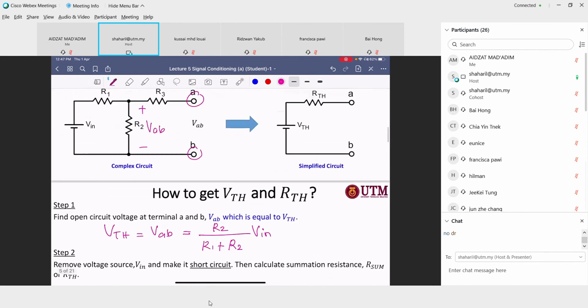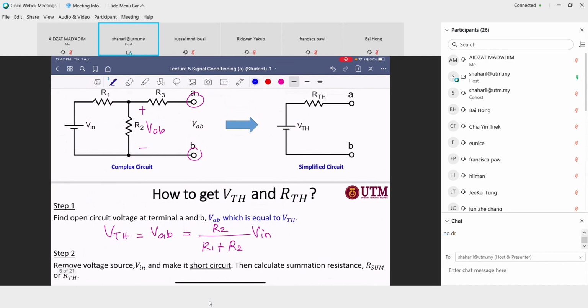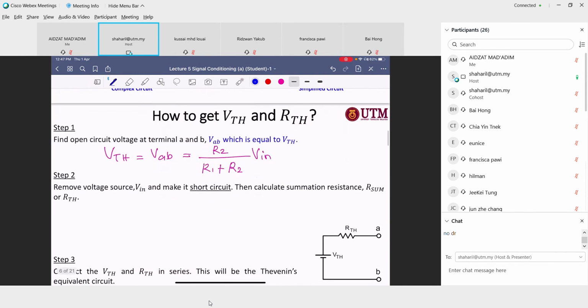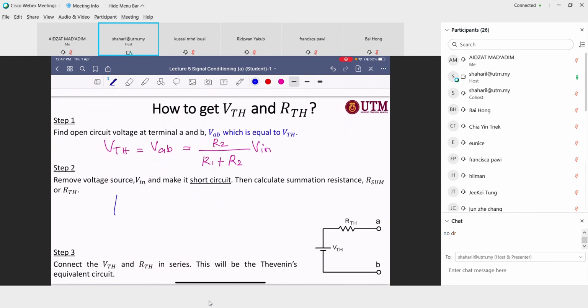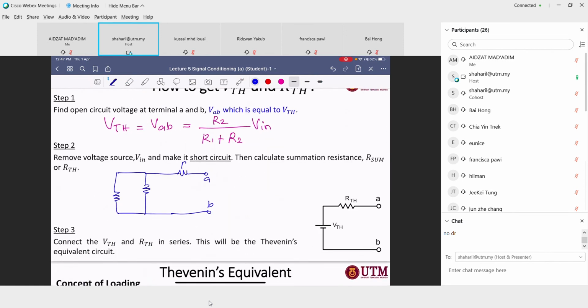And how to get the Thevenin resistance? You just short the supply voltage, short here. Then you will see that the circuit will be like this. This is point A and B, and then the resistors are R3, R2, and R1. And this is where you are going to find the RTH. So how to find the RTH?